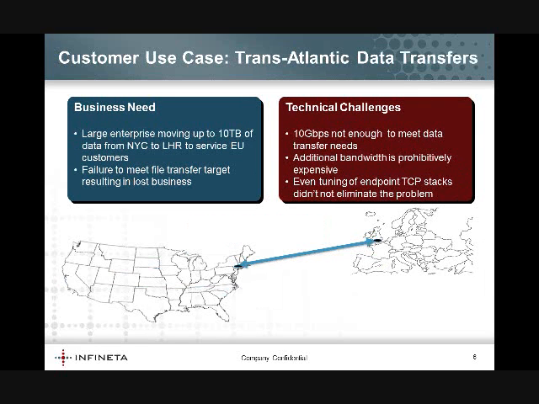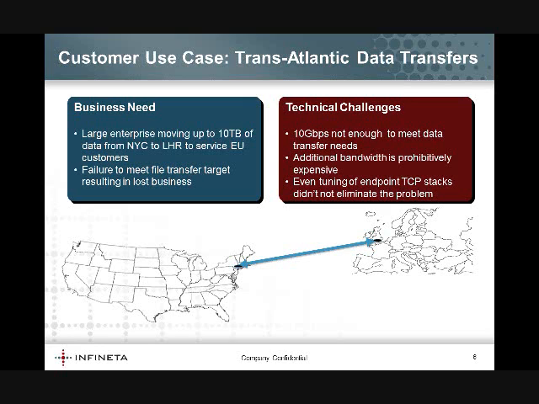Finally, let's look at a very simple file transfer use case across the Atlantic. A very large enterprise generated close to 10 terabytes a day that it needed to transport from New York to London during the course of the day. Even with 10 gigabit of available WAN capacity, the utilization on the WAN was extremely poor, and the enterprise was essentially never able to complete the 10 terabyte cycle in any given day.